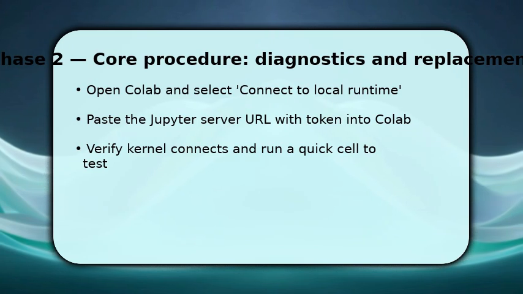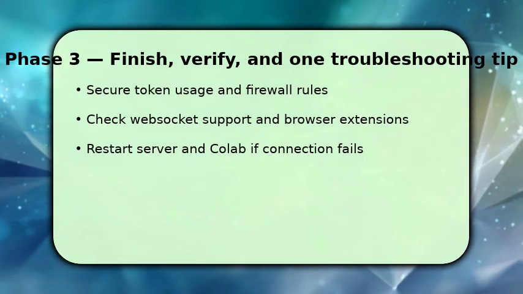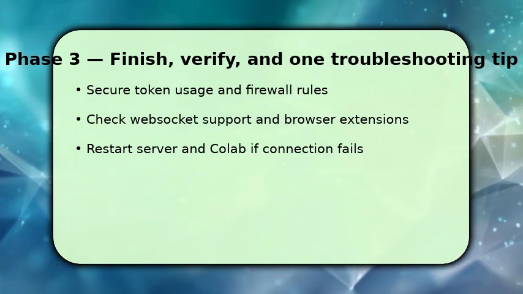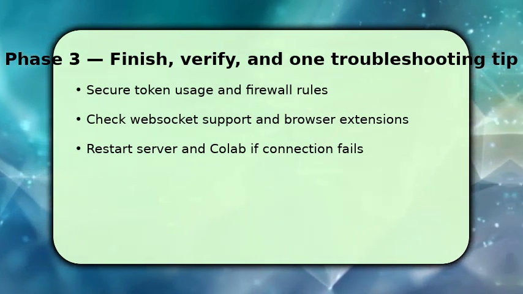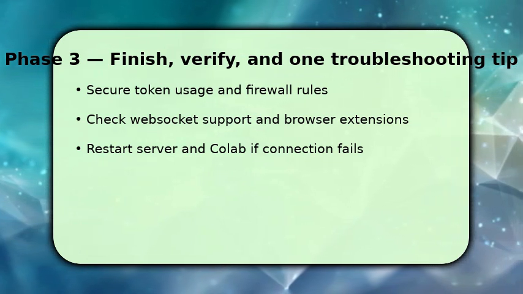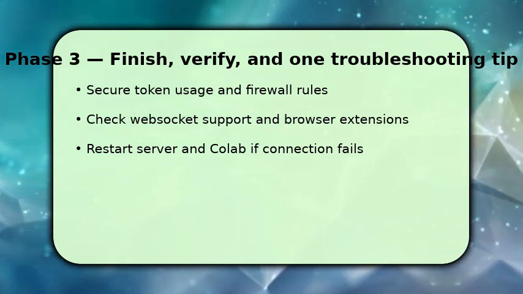Finish by securing your token and confirming your firewall allows outbound WebSocket traffic. If you need persistent access, consider a static port and secure tunnel. If Colab cannot connect, first restart the Jupyter server and retry the URL, then reload Colab.